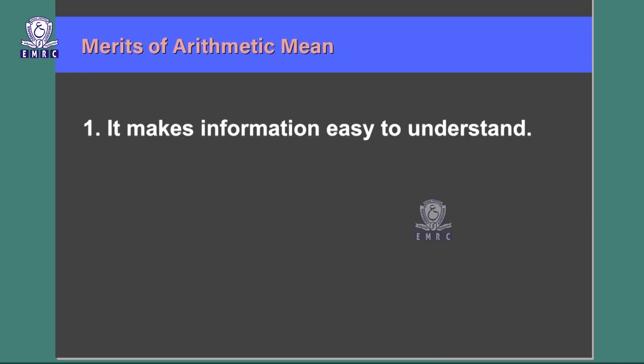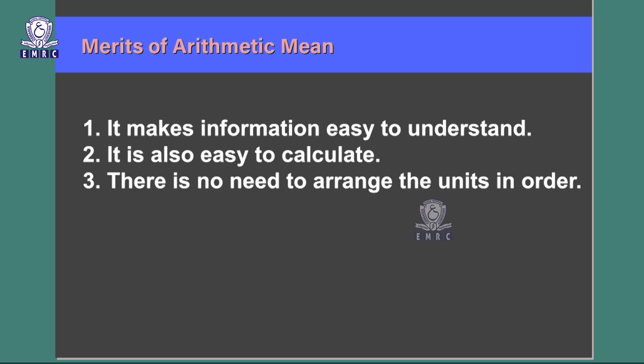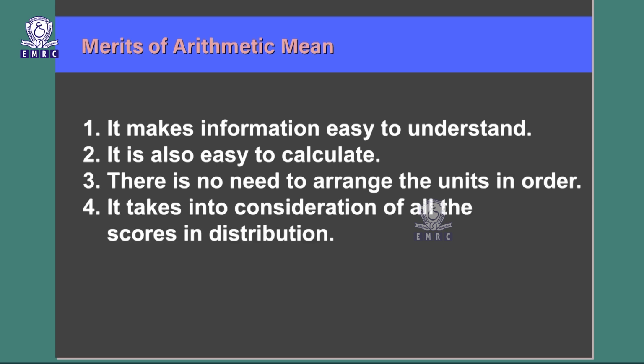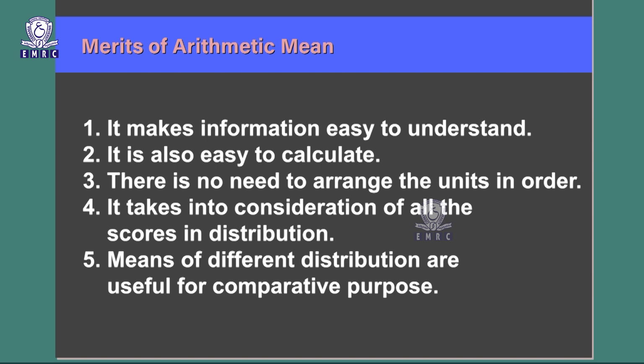Now, let us discuss the merits of arithmetic mean. Mean is the most popular type of average. The merits are: it makes information easy to understand. It is also easy to calculate. There is no need to arrange the units in order. It takes into consideration all the scores in the distribution. Means of different distributions are useful for comparative purposes.